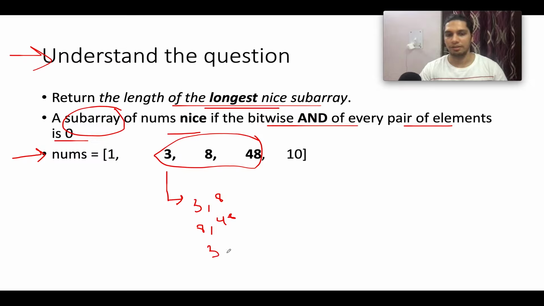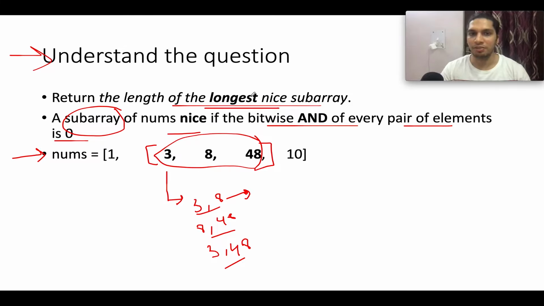3, 48. So if you carefully see, then the bitwise AND of these 3 pairs happens to be 0, and these are the only 3 combinations that could have been generated. As a result of which, we can say that this subarray happens to be nice in nature. The length of this subarray is 3, and this becomes the answer.